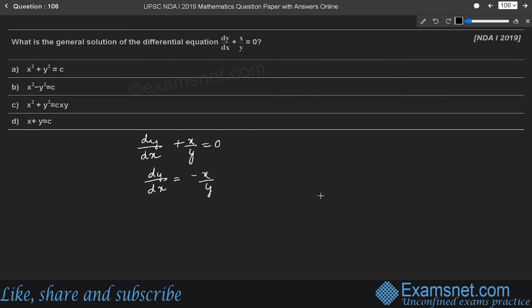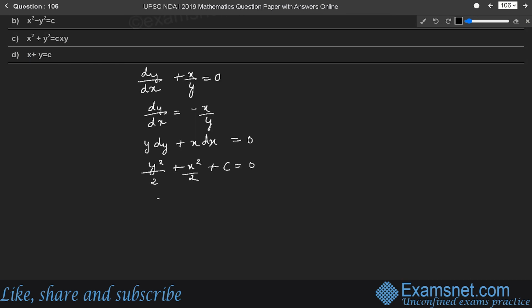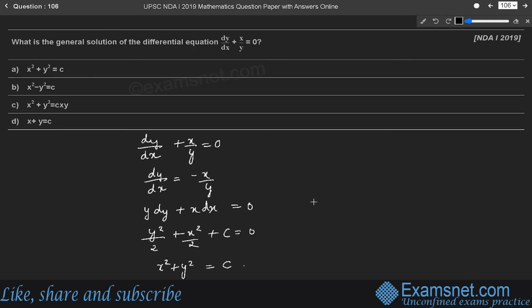Now by variable separable, it will be y dy plus x dx is equal to 0. So it will be y square upon 2 plus x square upon 2 plus c is equal to 0. Or we can say that x square plus y square is equal to c. So this is the general solution of the given equation. So the correct option is option number A. Whenever the question comes from differential equation, you just have to write the equation and solve it, and you will get the required solution for the question.